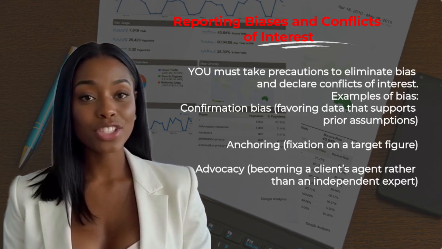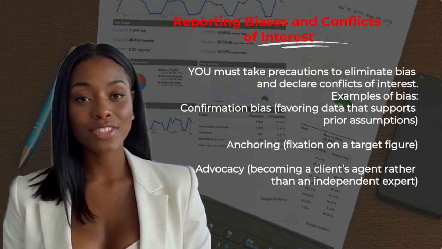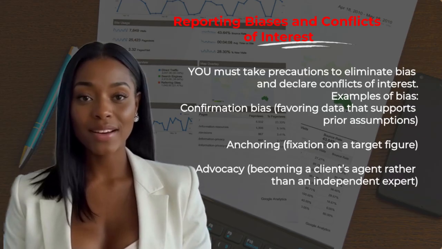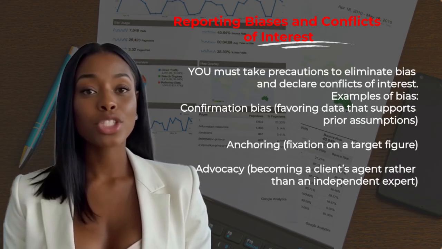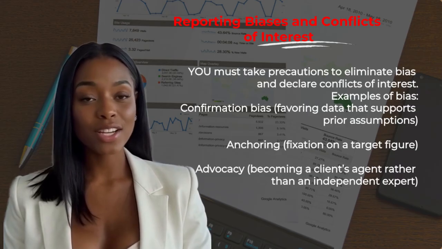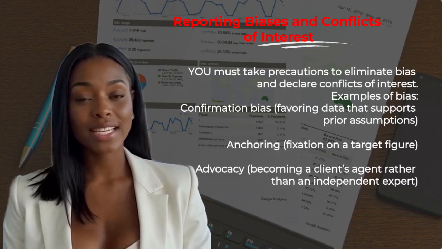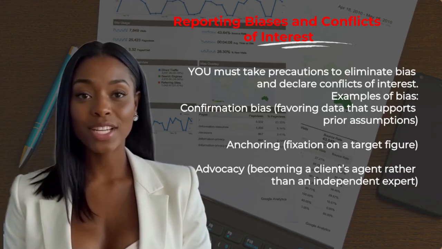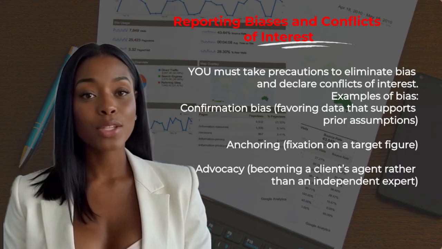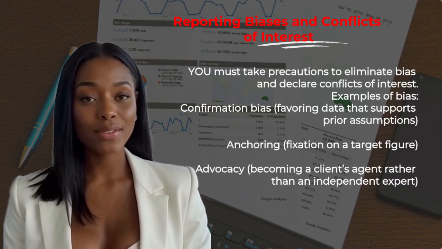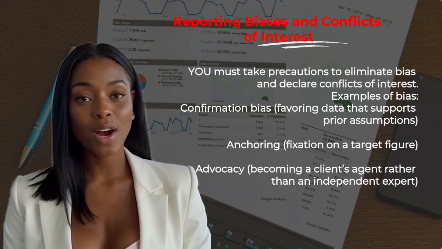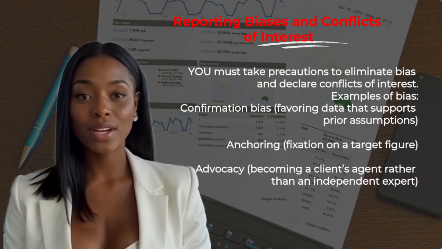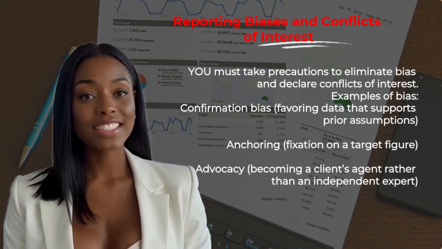7. Reporting biases and conflicts of interest. You must take precautions to eliminate bias and declare conflicts of interest. Examples of bias: confirmation bias, favoring data that supports prior assumptions; anchoring, fixation on a target figure; advocacy, becoming a client's agent rather than an independent expert. Conflict of interest scenarios: personal or financial connection with property owner; contingency fees based on property value; valuing a property recently bought or sold by the valuer. You should provide a statement of independence in every report.